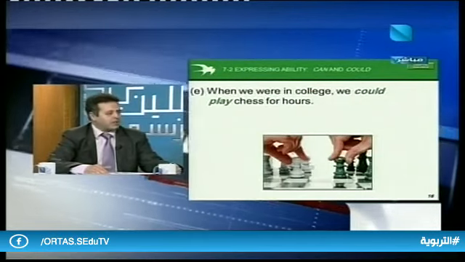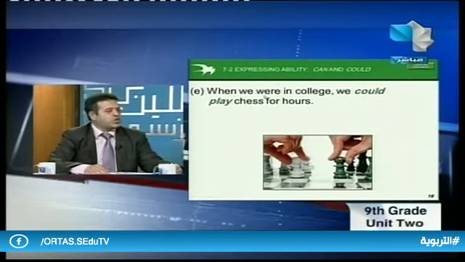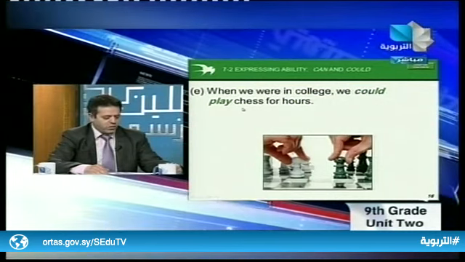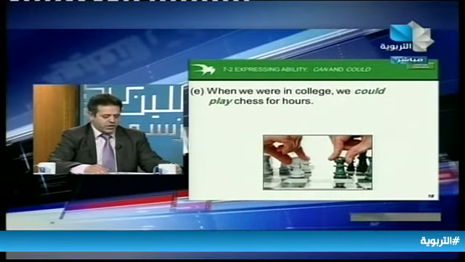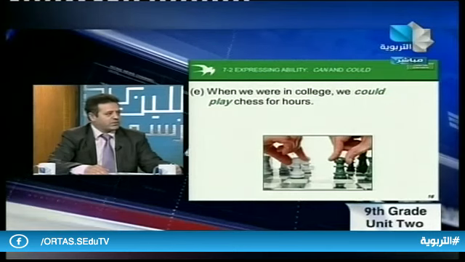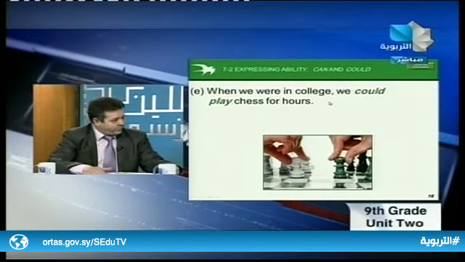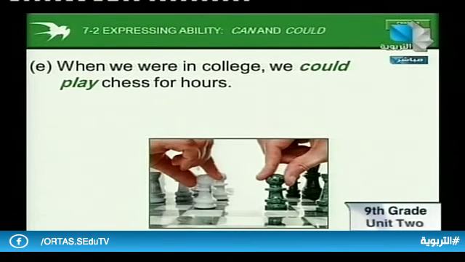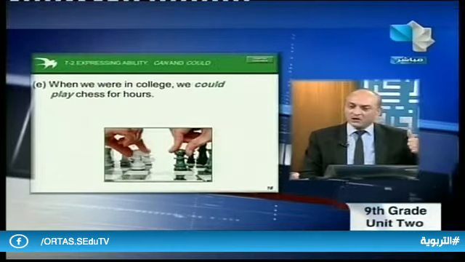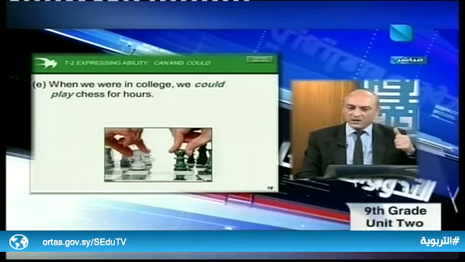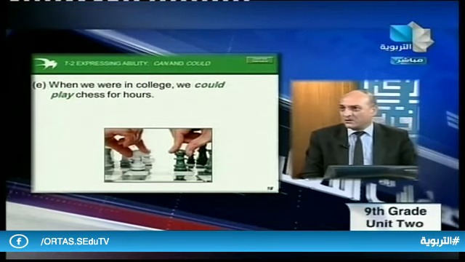Thank you, Mr. Mazin. Now, to express ability in the past, we use could. For example, when we were in college, we could play chess for hours. So now I'm talking about ability in the past. When we were in college, so here, in the past. So we use could here instead of can, because we are talking about something in the past.